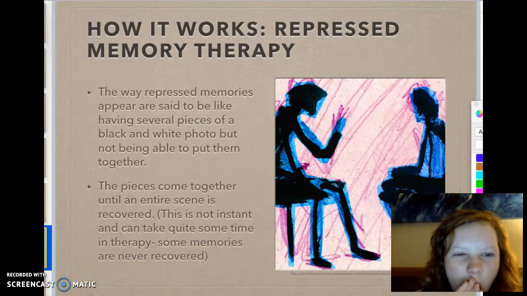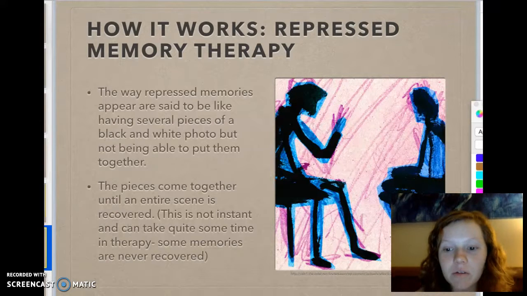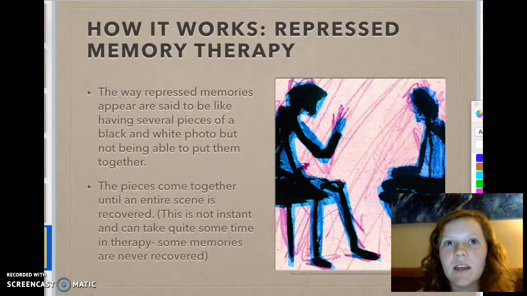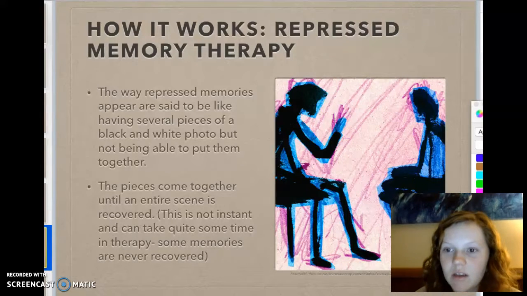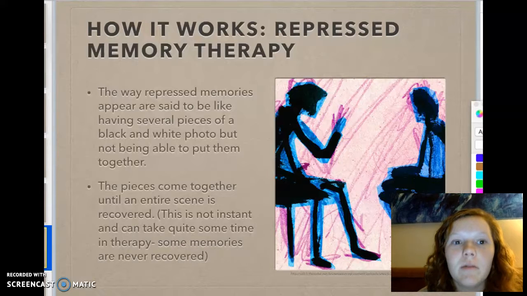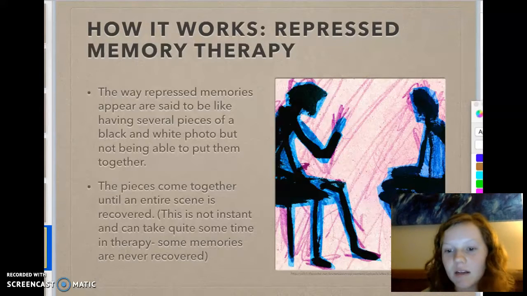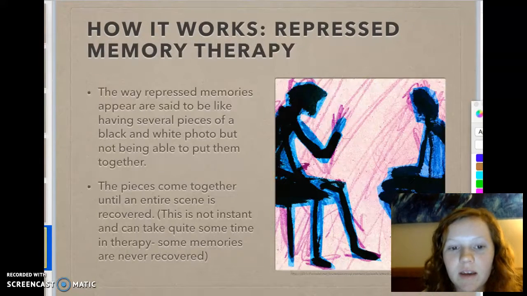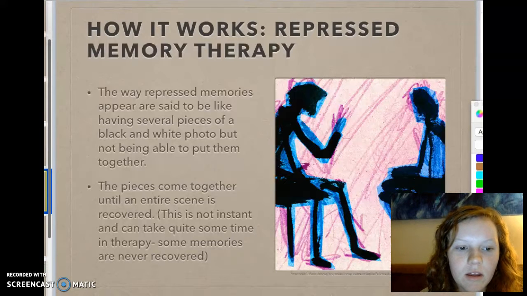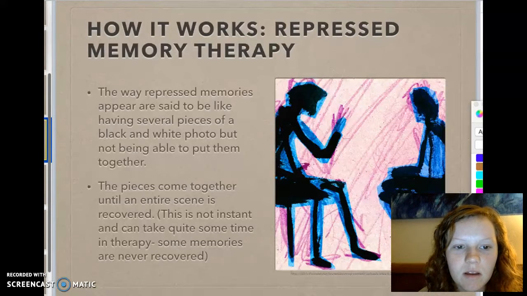So, this is how it works. It's obviously not an instant process. It can take years. I mean, it can happen fast, but usually it doesn't. And sometimes it never happens. But it doesn't appear immediately when it does start to appear. It just kind of comes back like pieces of a black and white photo, but they're not really being put together.